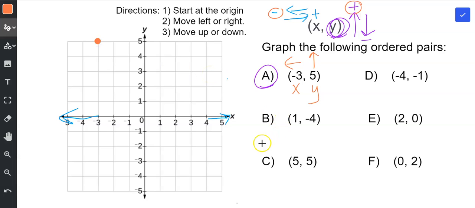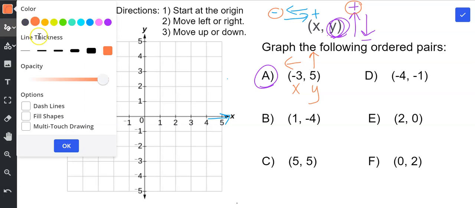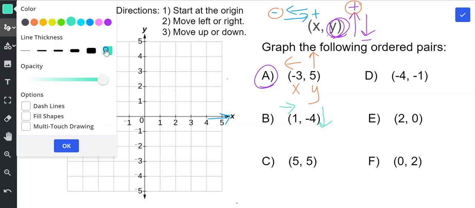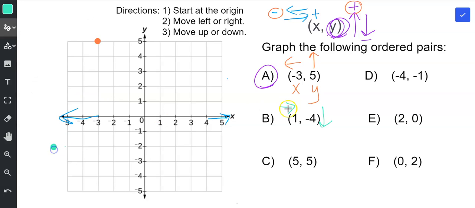All right, now let's look at example B. So I'm going to change my thickness back to a normal thickness, and I'll use this color this time. +1 means that we move to the right, and -4 means that we move down 4. So then I'm going to change the thickness, and from the origin, I'm going to be moving to the right 1 and then down 4. So I start at the origin. You always start at the origin. Go to the right 1 and then go down 1, 2, 3, 4, and mark your point.